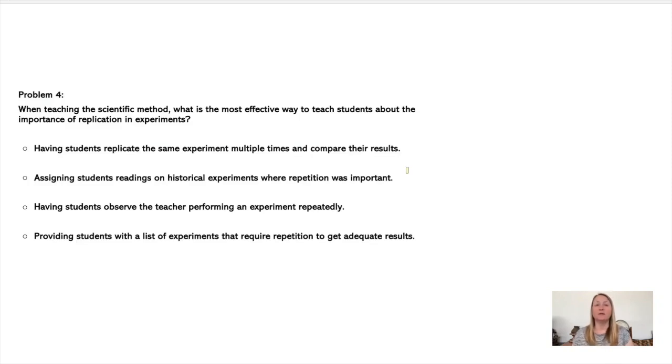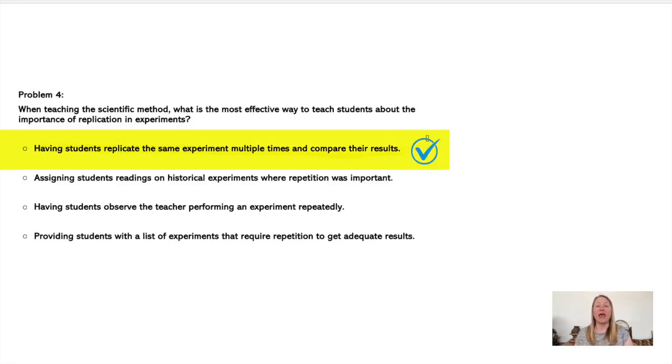Assigning students readings on historical experiments is incorrect. Reading about replication is informative, but hands-on experience is far more effective for understanding its importance. Having students observe the teacher performing an experiment repeatedly: watching isn't the same as doing. Active participation helps students grasp why replication matters. Providing students with a list of experiments that require repetition: simply listing experiments doesn't give students firsthand experience in seeing how results can vary.